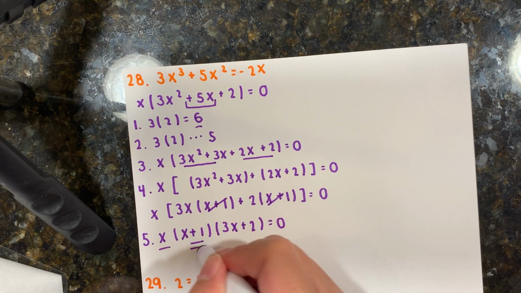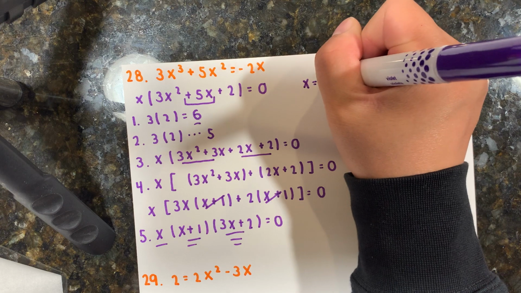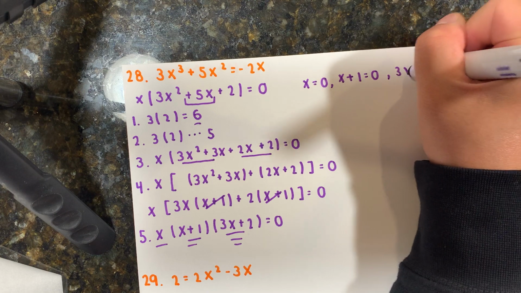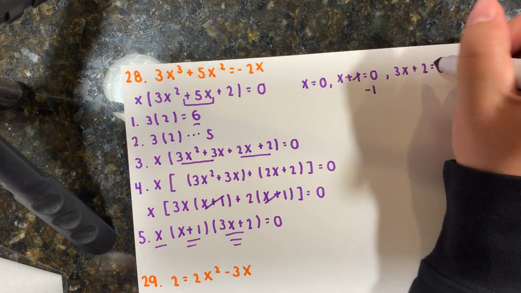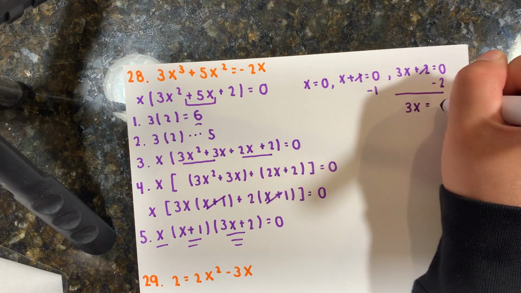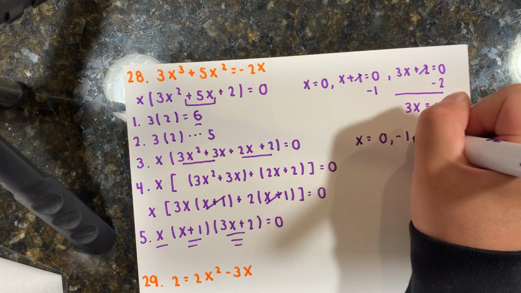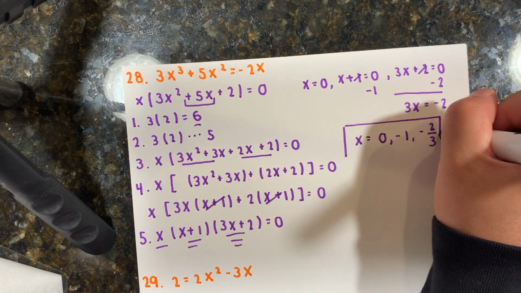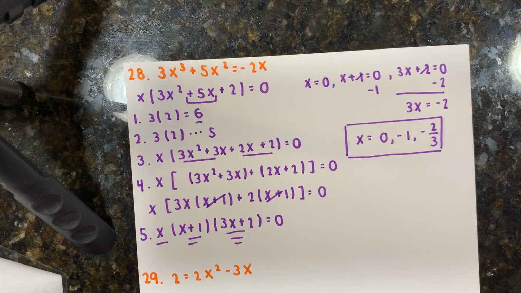So I have 3 separate equations that I have to solve for. I'm going to set x equal to 0 for the first one, x plus 1 equal to 0, and 3x plus 2 equals 0. This one I move the 1 to the other side. So when I move the 2 to the other side. So I have 3 answers. I'm going to have x is equal to 0, negative 1, and negative 2/3. So don't forget to solve after you're done factoring.